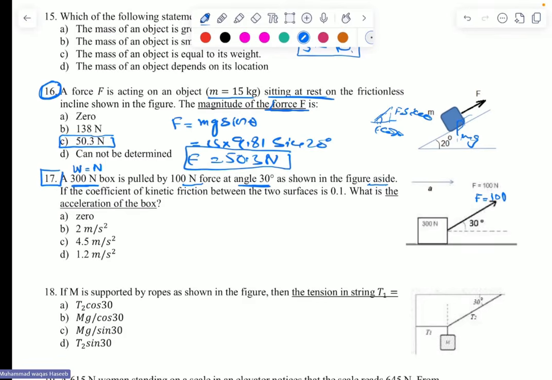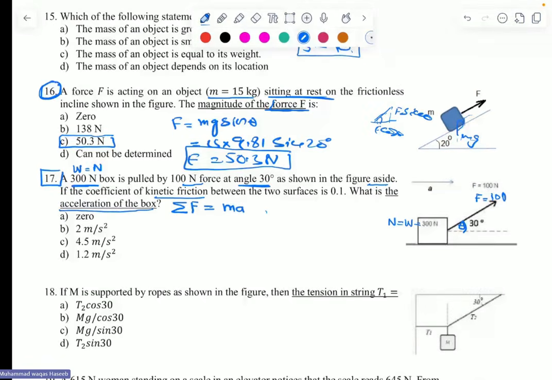So this is the weight of the object W, or the normal force, and the normal force is opposite to the weight W. This is the angle theta you have. What is the acceleration of the object? Newton's second law says that the sum of the forces is equal to the mass times the acceleration.